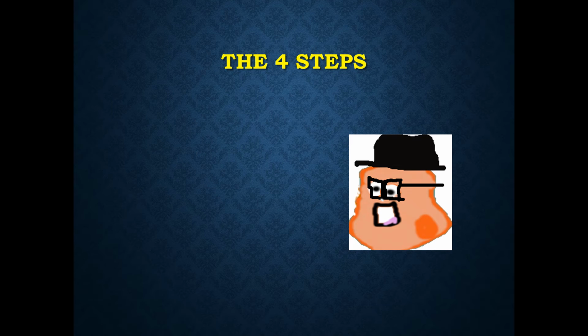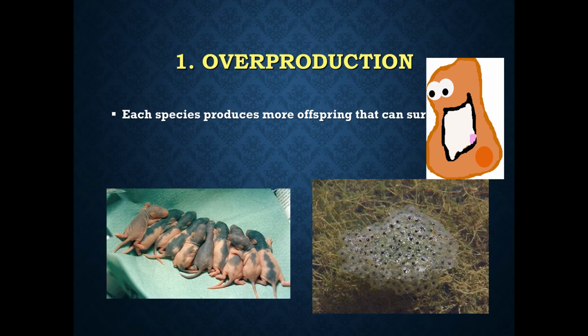The 4 steps. Darwin's theory of natural selection occurs in 4 steps: overproduction, variation, competition, and, of course, selection. Overproduction. Overproduction is when each species produces more offspring than can survive.